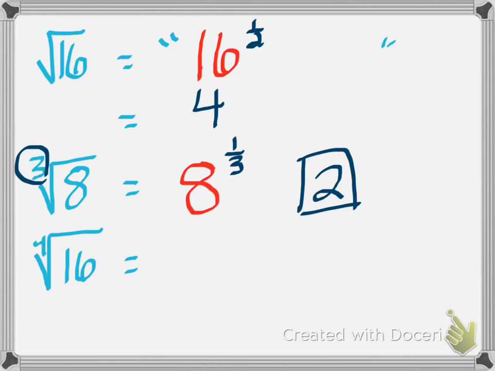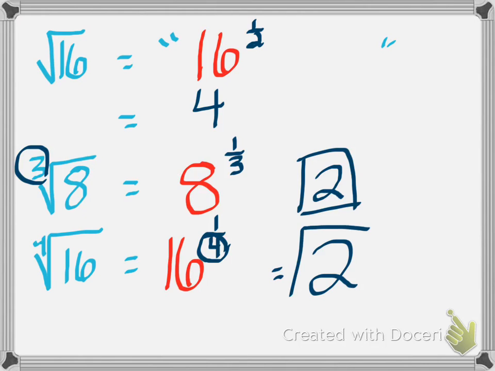Fourth root of 16 is 16. And that exponent, hopefully you see the pattern now, is 1/4. Again, the same question, but now it's 4. What number multiplied by itself 4 times gets you 16? And again, that answer is 2, because 2 times 2 times 2 times 2 gets you the 16.